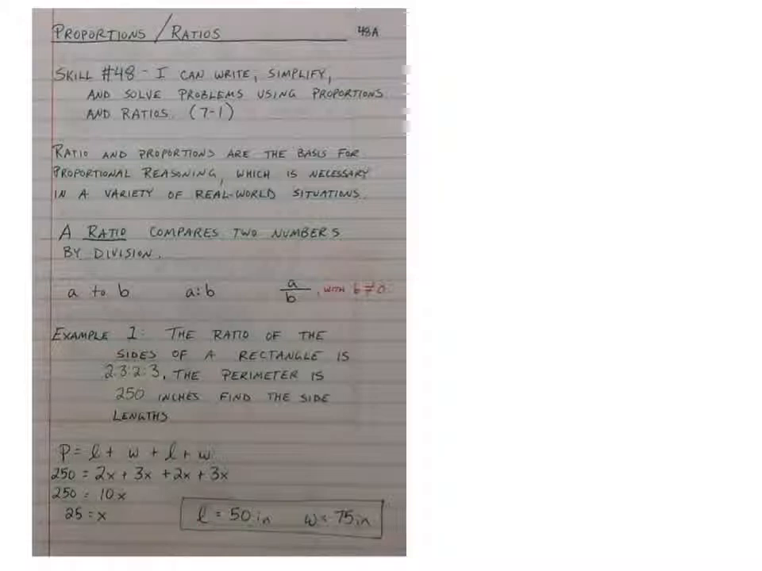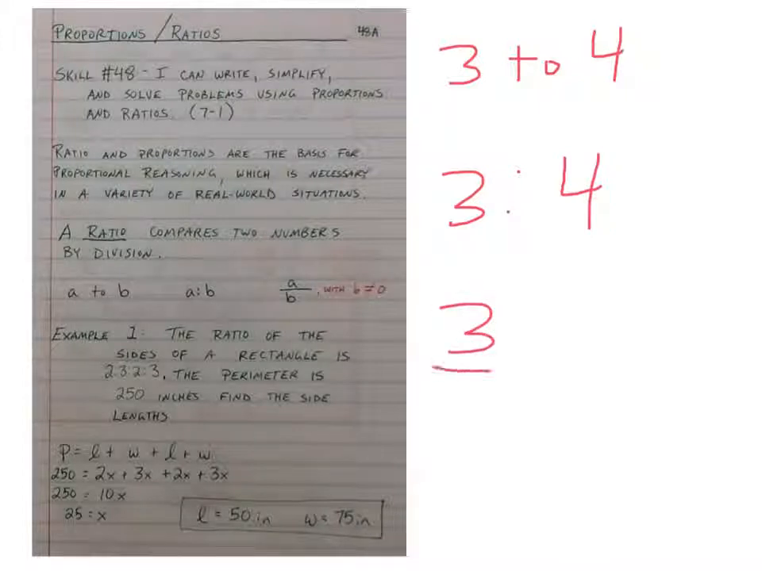So ratios and proportions are the basis for proportional reasoning, which is necessary in a variety of real-world situations. We'll get to those situations later on in the chapter, but for now we're just going to focus on what a ratio is and what a proportion is. A ratio compares two numbers by division. You might have 3 to 4, or you could write that as 3:4, or we're used to seeing it as a fraction, 3 to 4. And one possible example of this would be the ratio of slope. We rise 3 and we run 4.